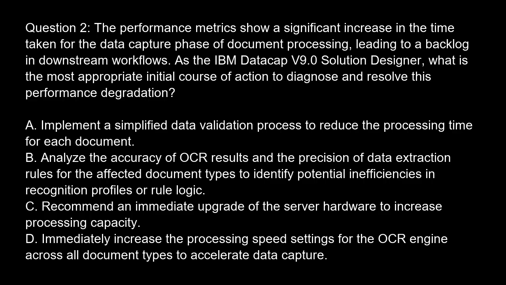Option B. Analyze the accuracy of OCR results and the precision of data extraction rules for the affected document types to identify potential inefficiencies in recognition profiles or rule logic. Option C. Recommend an immediate upgrade of the server hardware to increase processing capacity. Option D. Immediately increase the processing speed settings for the OCR engine across all document types to accelerate data capture.